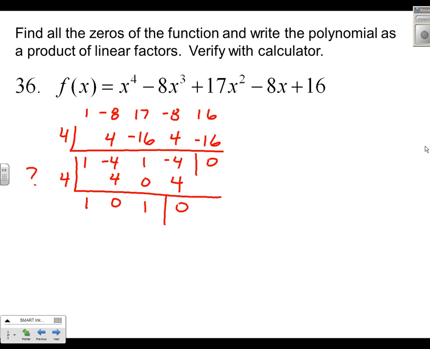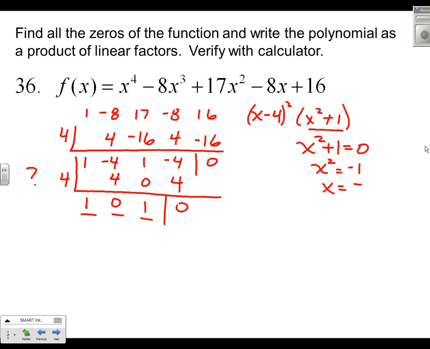So right now, I have this thing factored as x minus 4 squared, and I'm left with an x squared plus no x's plus 1. X squared plus 1. And I'd love to get this guy factored. But I can't factor the sum of perfect squares over real numbers. So what if I just said this? What if I said x squared plus 1 equals 0? We could quadratic formula that, but what a waste of time. X squared equals negative 1. X equals plus or minus square root of negative 1, or plus or minus i.